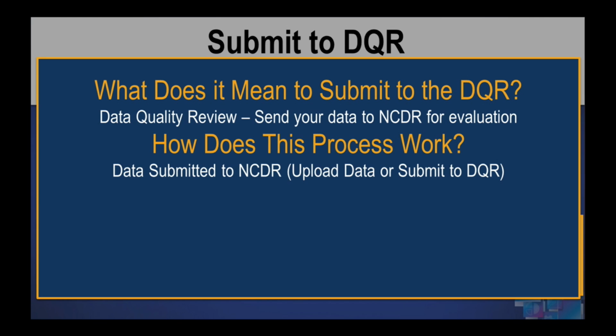Data is submitted to NCDR either through upload data or submit to DQR. If you remember, upload data is the functionality for third-party vendors, and submit to DQR is for ACC Online tool users. Either way, data is submitted to the DQR process via the upload data link or submit to DQR process. The data, regardless, is sorted by discharge dates by the system and is sent to be evaluated for completeness and accuracy once you click on Submit.